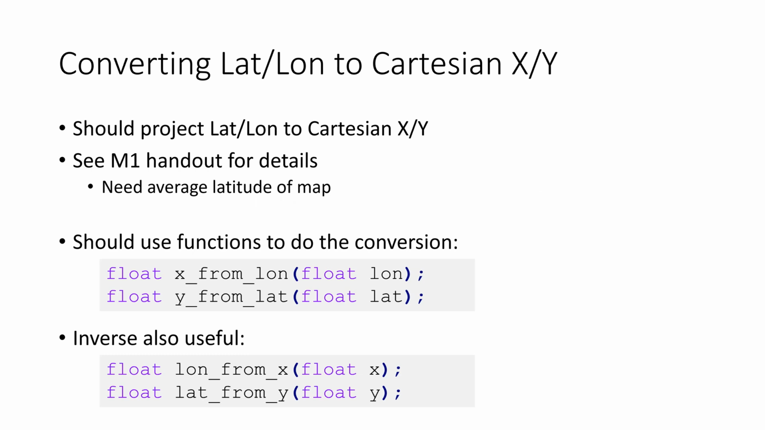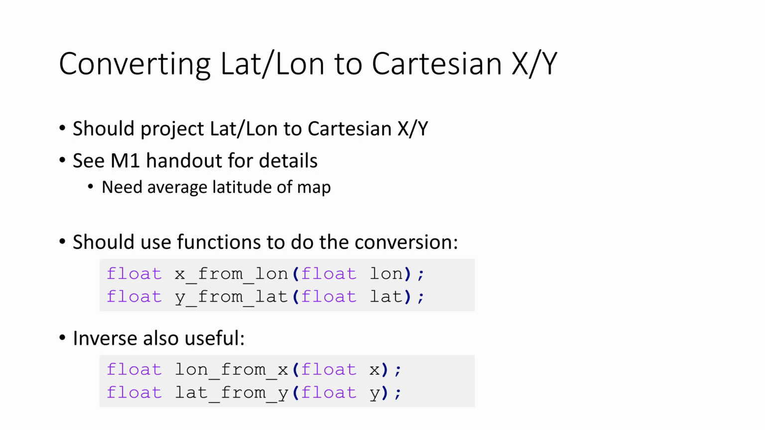Those equations were basically: take the cosine of the average latitude, multiply by the longitude and the radius of the Earth, and that'll give you the x coordinate of where you are on the surface of the Earth. Do something similar for the latitude, but with no cosine, and you get the y coordinate of where you are on the surface of the Earth.